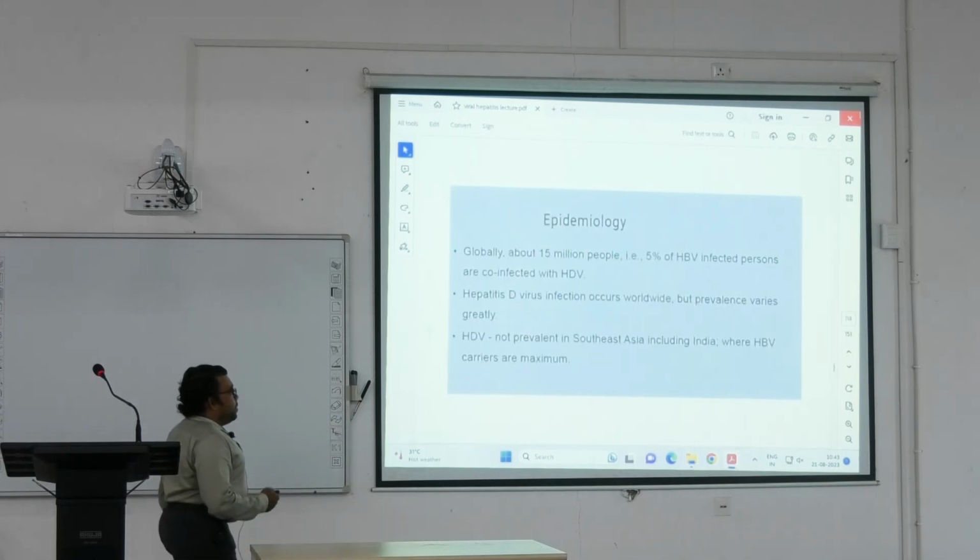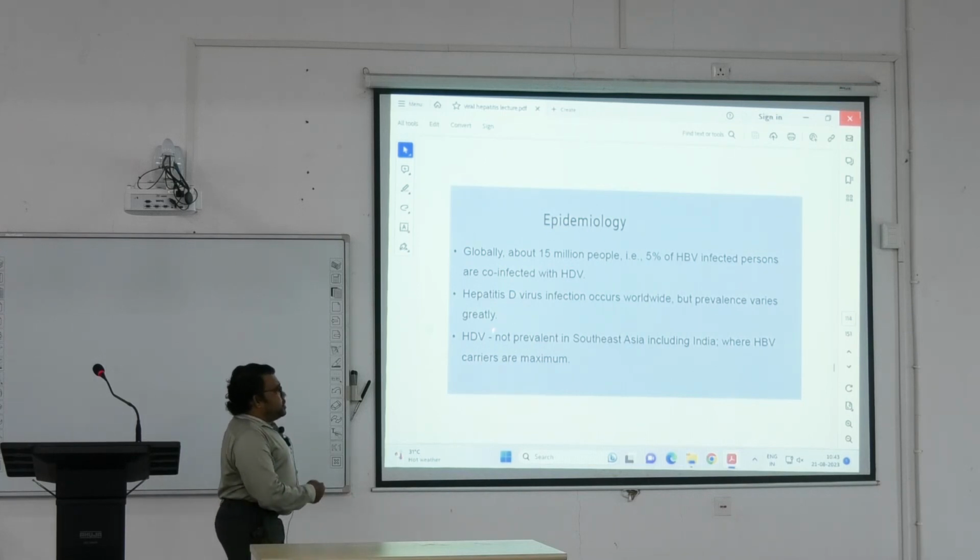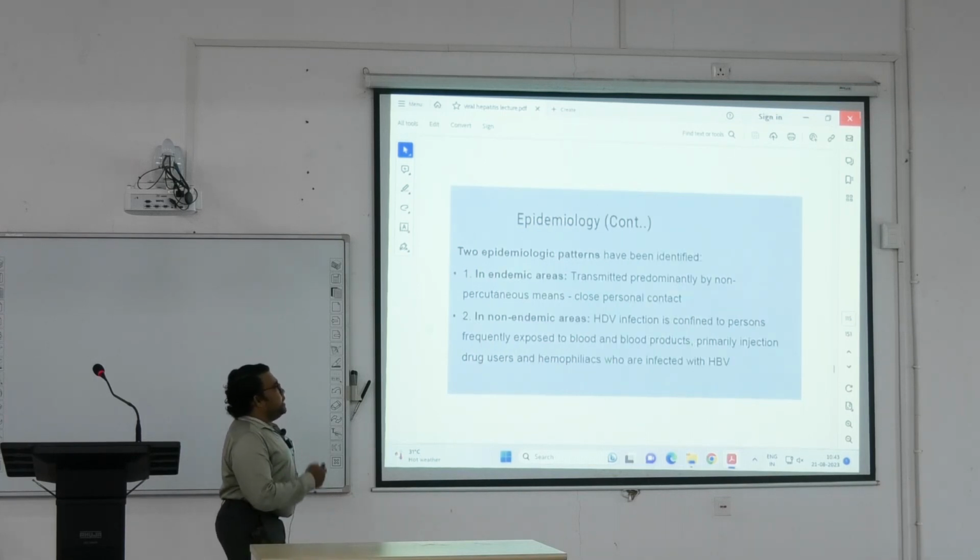Other would be detection of hepatitis D RNA. It is not prevalent in Southeast Asia, including India.